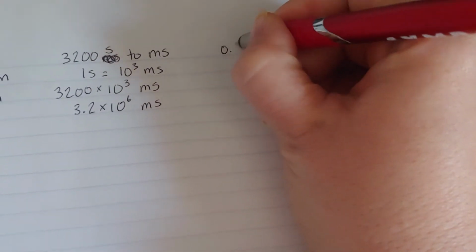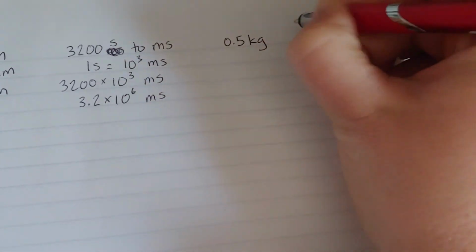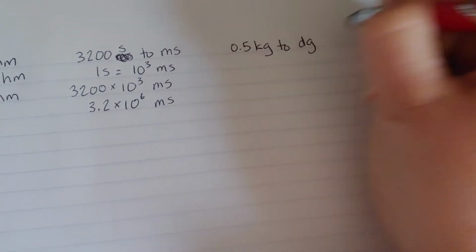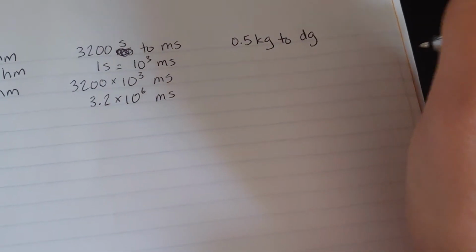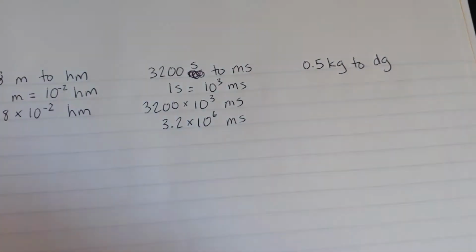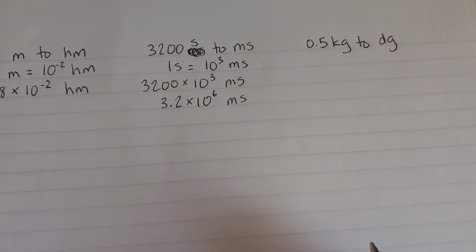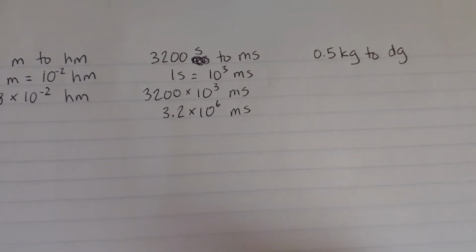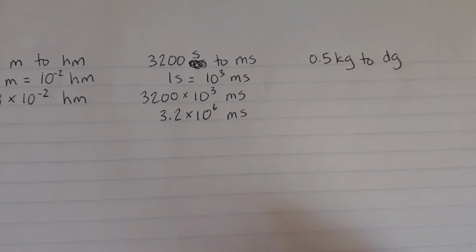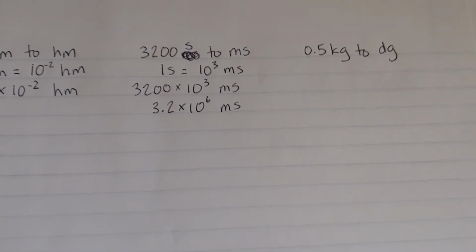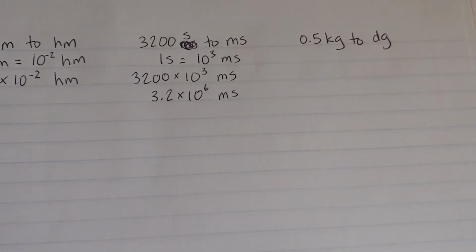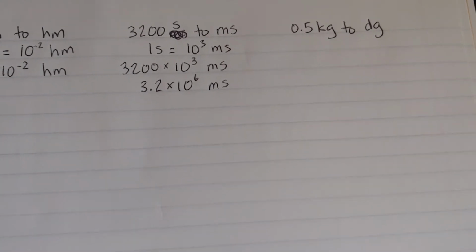And finally, let's take a look at half a kilogram, and let's convert that to a decigram. All right. Well, I know that a kilogram is 10 to the third grams, and a decigram is 10 to the negative 1 grams. So they're actually 4 units apart.